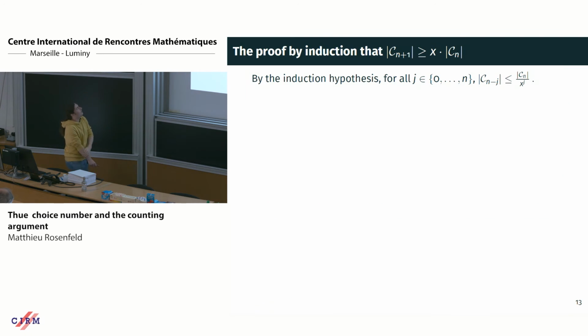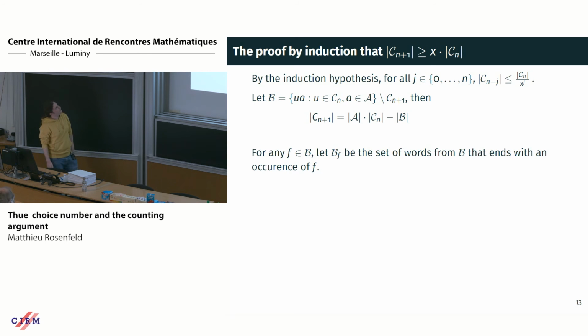So how does the proof work? I'm going to do it quickly, but this is the same as the one we've seen before, so you should have some idea of what I'm doing. I want to prove by induction that the size of Cn plus 1 is at least x times the size of Cn. For this, I first use my induction hypothesis, as I know that when I remove j letters, I divide by at least x to the j. Again, I want to look at what happens whenever I do an extension. I take a word of length n which is valid, and I add the next letter. Now it could go wrong, in which case I put it in B, or it could still be valid, in which case it's just in Cn plus 1. So I have a similar equation.